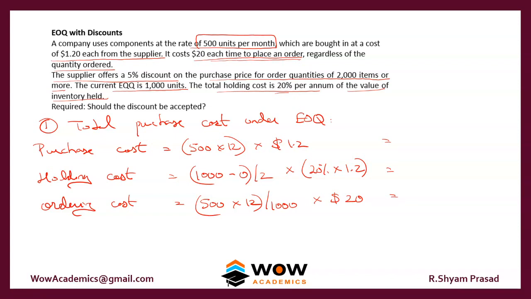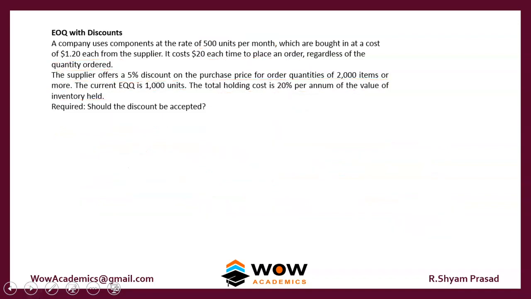So the answer comes to 7200, 120, 120. The total answer comes to 7440. So this is the total purchase cost under EOQ. So we have done step 1. We have to do step 2. So step 2 is here.